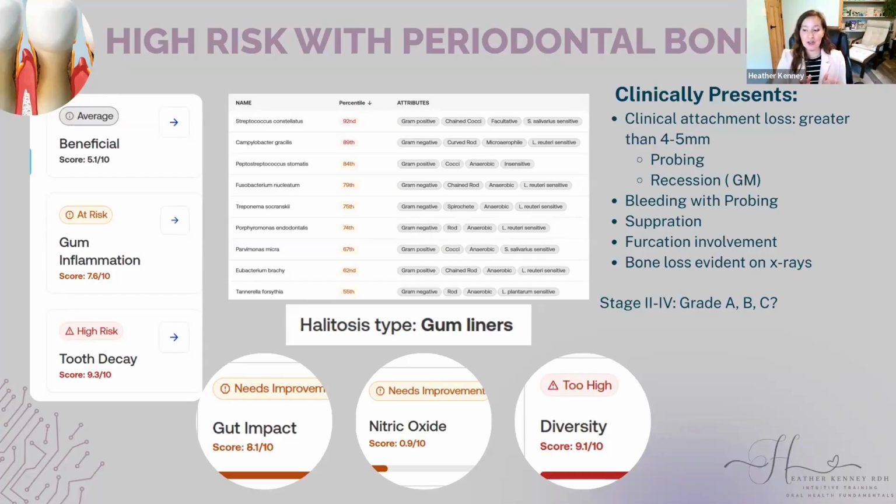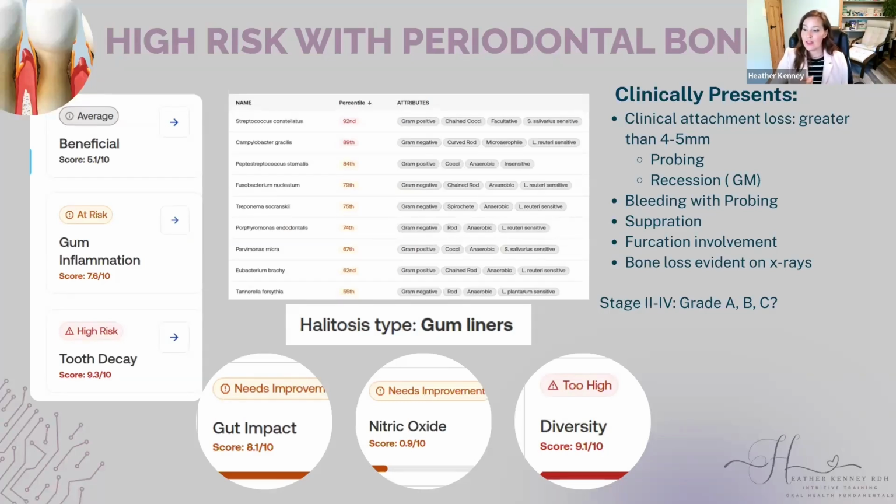But in a general overview, I pulled the gum inflammation score. In this case, we had quite a few different bacteria contributing to the gum inflammation score. We're going to really focus on the gum inflammation score for this patient because that's what we're treating. So you don't have to get in the weeds with all the other stuff, but let's talk about the other stuff in a few minutes.